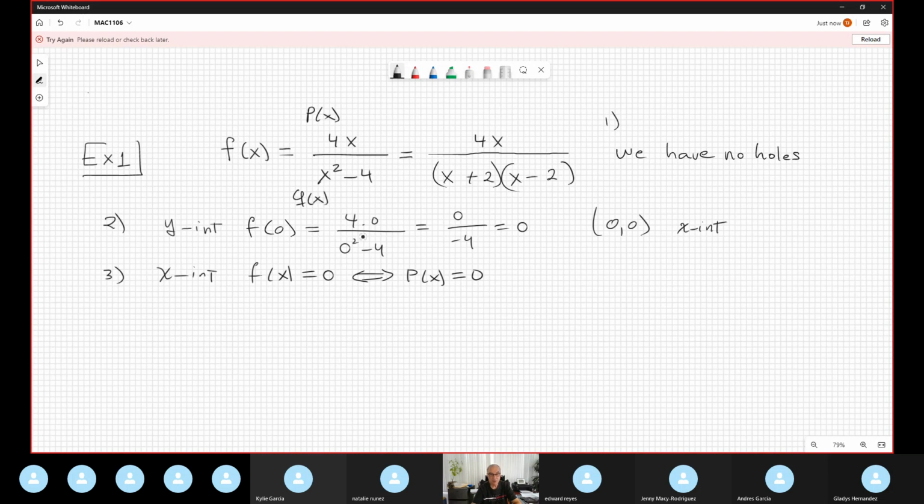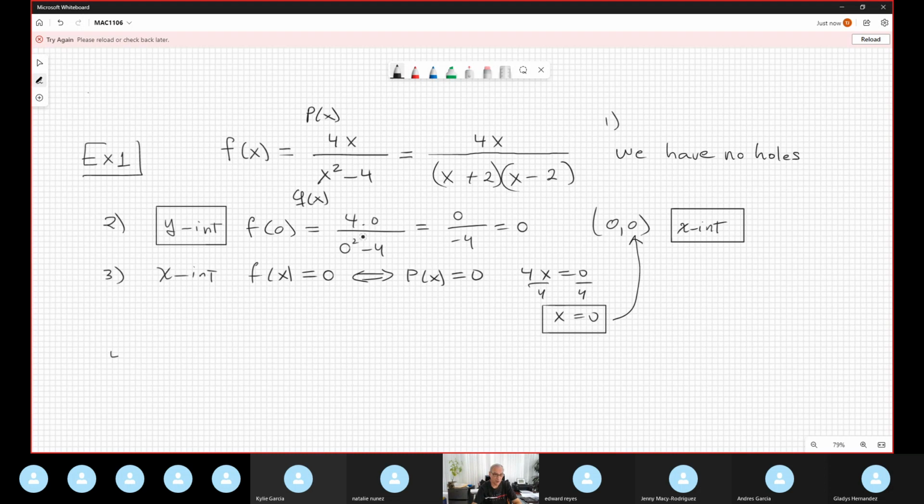You take 4x equals 0 and solve for x, dividing by 4 on both sides. x equals 0, and we come back again to the same point. So we have only one point that is both the x-intercept and the y-intercept. This doesn't always happen, but in this case it does. Another more interesting and complicated example would have one y-intercept but several x-intercepts, depending on the degree of the top.